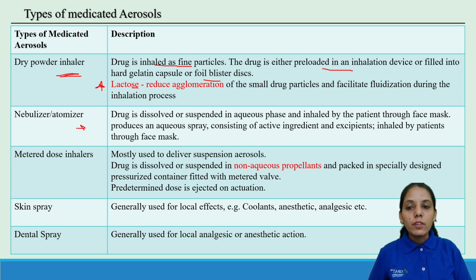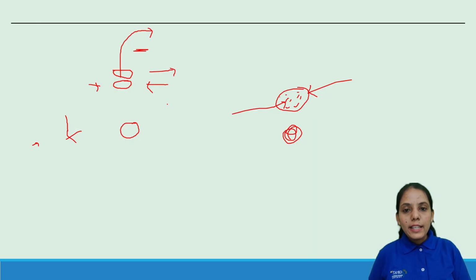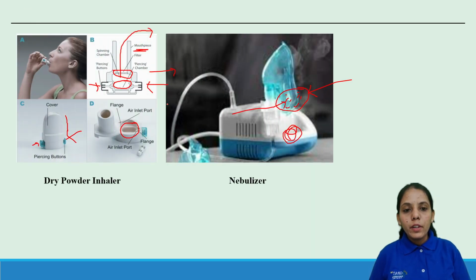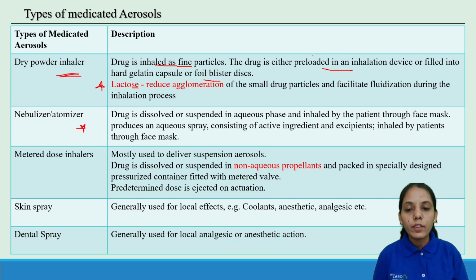Next is the nebulizer. Let me show you the diagram. This is a nebulizer. You might have seen it in hospitals, especially for children. The active ingredient is present in aqueous form, and it goes to the patient's mouth. This is a face mask covering your nose and mouth also. The active ingredient will go in steam form. So it is the aqueous preparation.